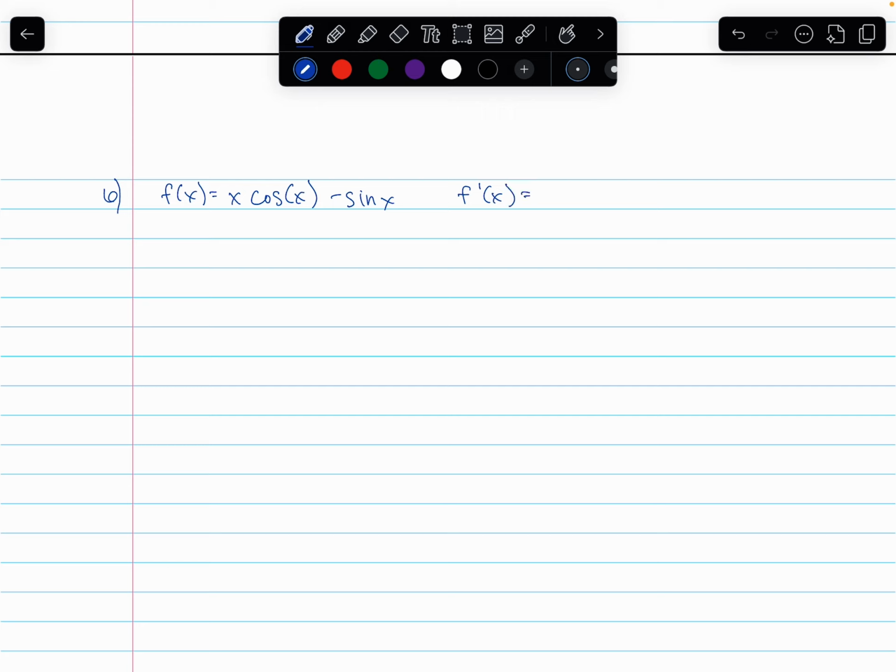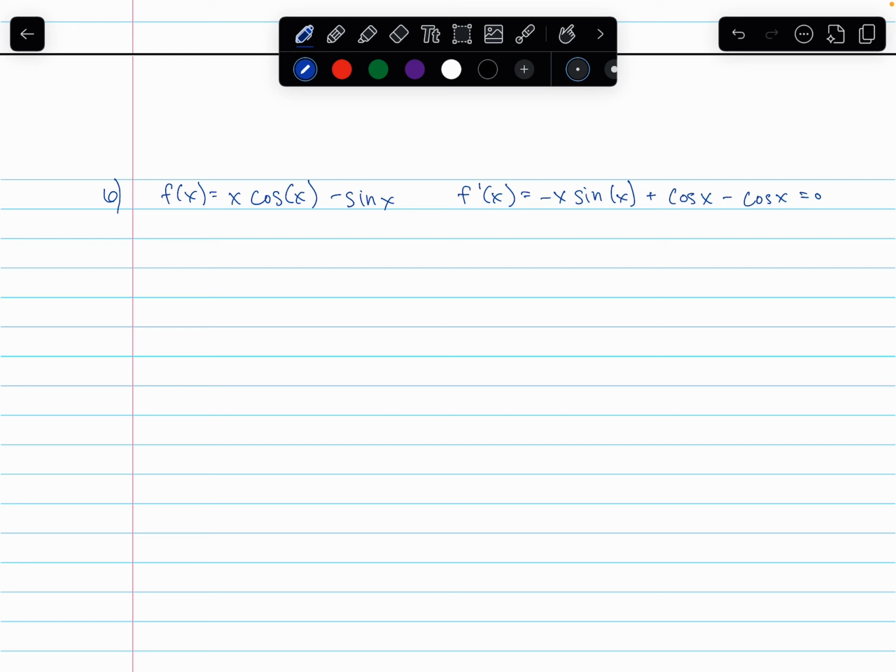So f prime of x is going to be equal to, I'm going to need to use the product rule, so it's going to be first times negative sine of x, then plus the derivative of the first times the second, and then minus cosine of x. And we're going to set that equal to 0.